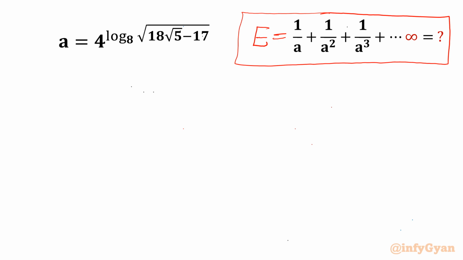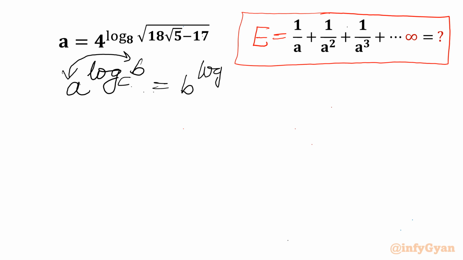Now I will begin this video with the most powerful log property. It is: a raised to the power log b with base c, then we can switch these two numbers anytime, equal to b raised to the power log a with base c. Let's apply this property here.